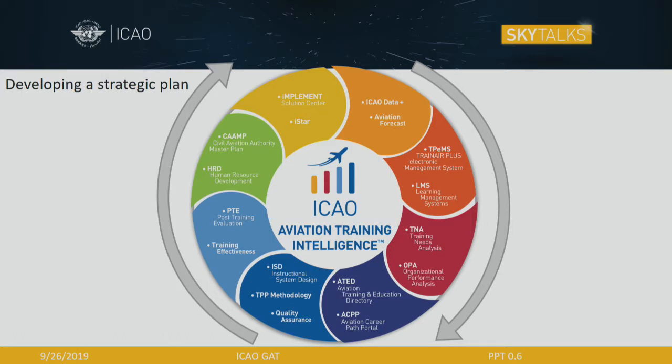Now, any one of these elements will not allow you to create a strategic plan, but if you're continually looking at the landscape and surveying all of these 8 elements, then that in fact can help you develop the aviation training intelligence to intelligently move forward and create a strategic plan that aligns with capacity building goals. So here we're looking at it from a bigger picture.